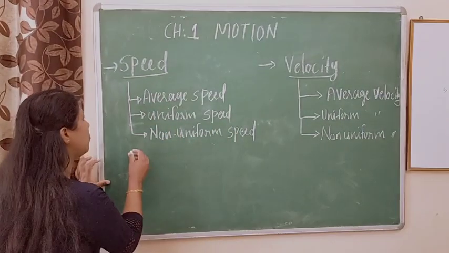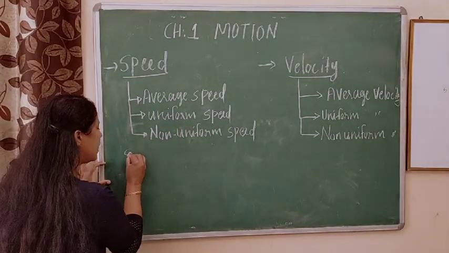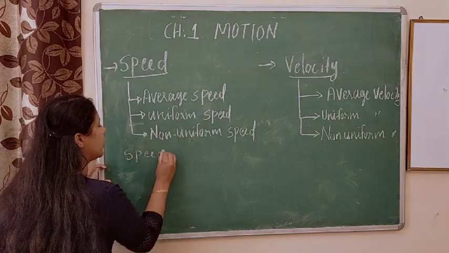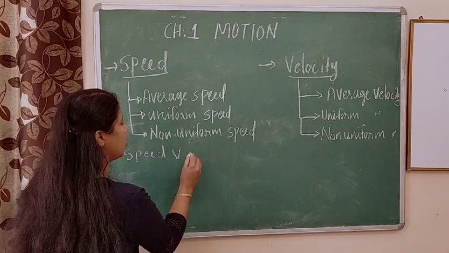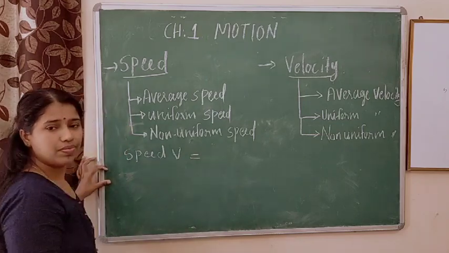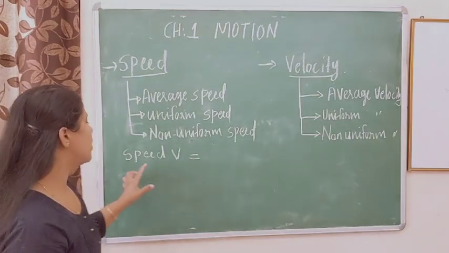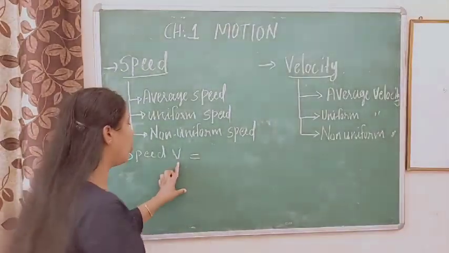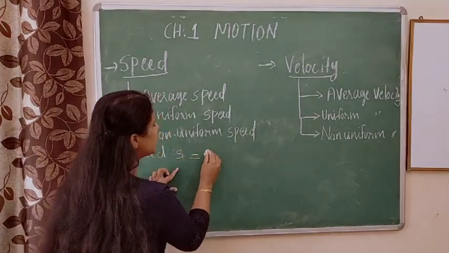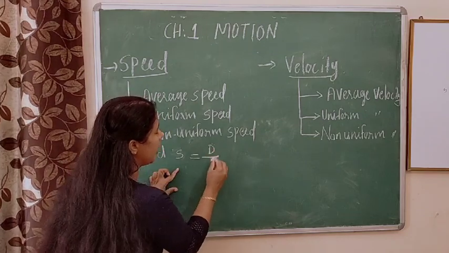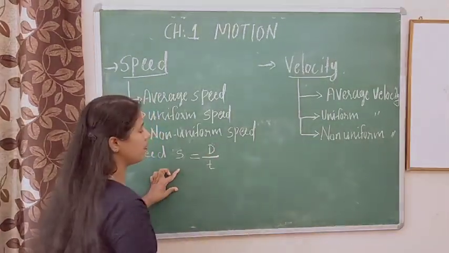Speed is denoted by the letter V, or S, we can use either. Speed S is equal to distance divided by time.